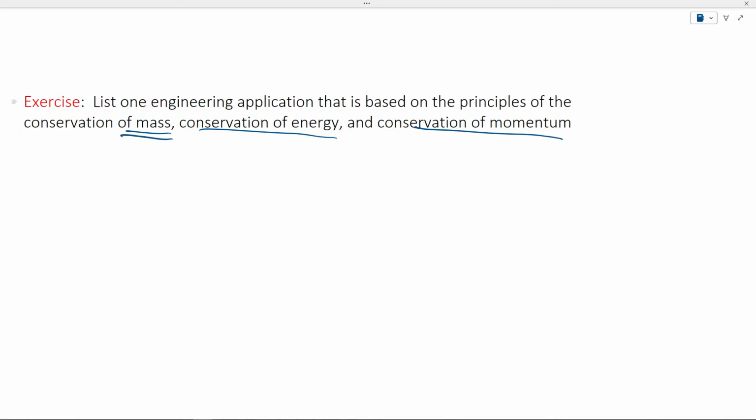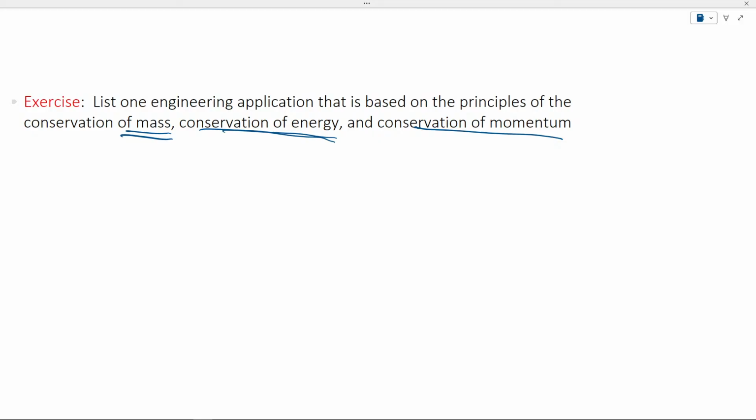Related to the conservation of energy, something I did before was again designing a water distribution network where you have pumps, and that's based on a modified form of the Bernoulli equation, where you add some pump to increase pressure. So that would be the conservation of energy.